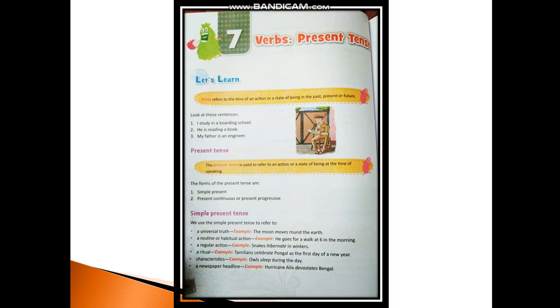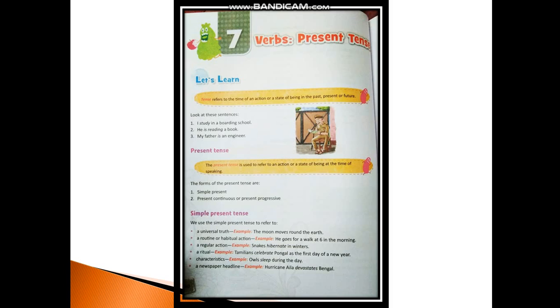A routine or habitual action, for example, he goes for a walk at 6 in the morning. So that is his everyday routine and that is something which he does regularly. Okay, or a regular action like snakes hibernate in winters. So that is its habit or a regular action that is being done by the snakes, that they hibernate or go for a winter sleep during winters. A ritual, for example, Tamilians celebrate Pongal as the first day of a new year. So that is their ritual, or you can say a custom, right?